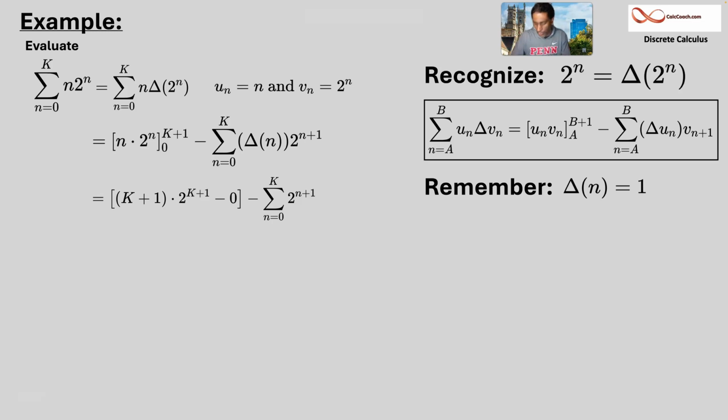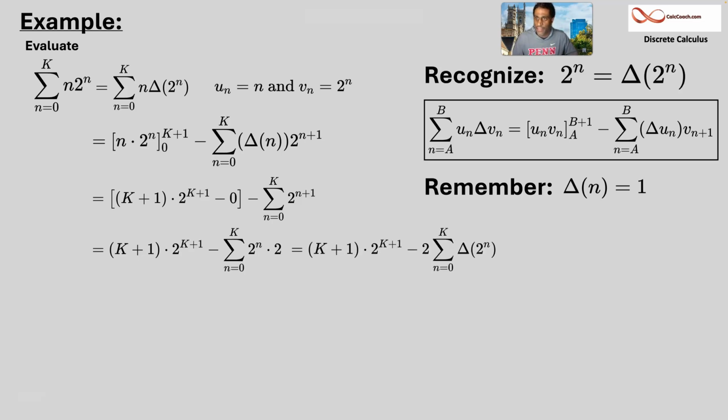Officially 2 to the n plus 1, which we could definitely break down as 2 to the n times 2. And then we could recognize 2 to the n as the forward difference on 2 to the n. Use the fundamental theorem of discrete calculus one more time. Plug in a k plus 1, plug in a 0, and subtract. Be careful with the 2's. We arrive at this formula.